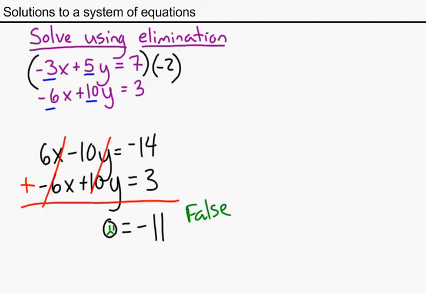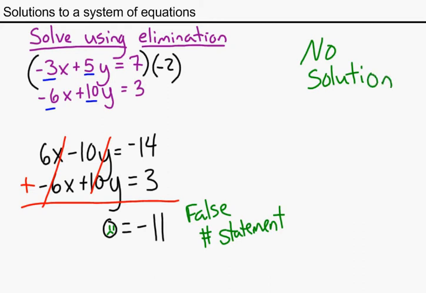It's a false number statement. And anytime I get a false number statement, it's telling me that my system has no solution. And if I have a system with no solution, I have a set of parallel lines that never touch. If you want to confirm that, put each of those into slope-intercept, and you'll see that they're parallel. So my final answer to this system is that there is no solution.